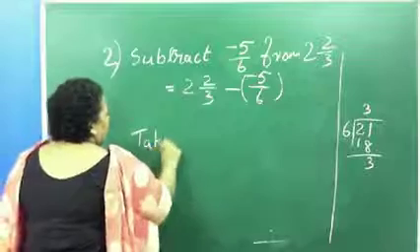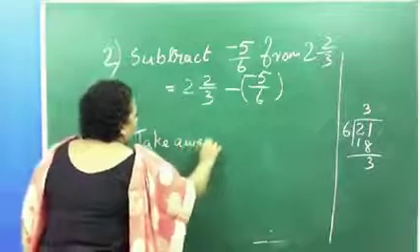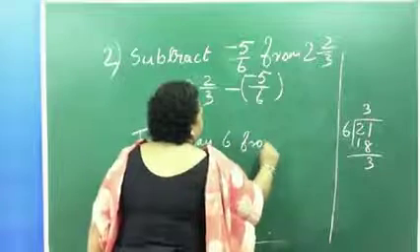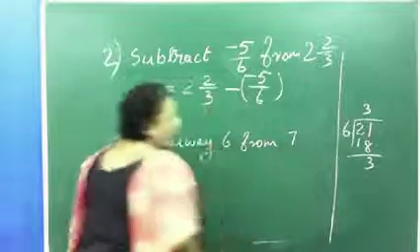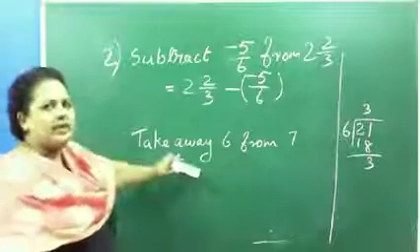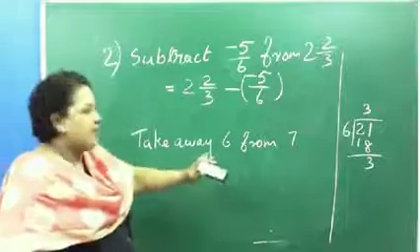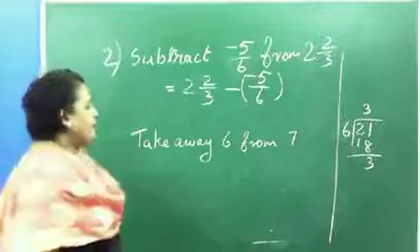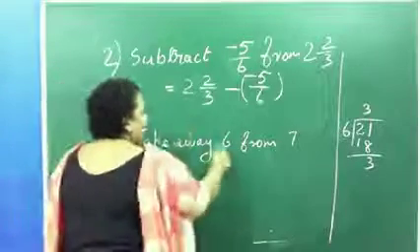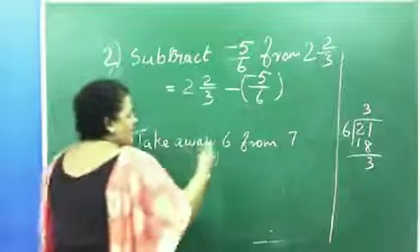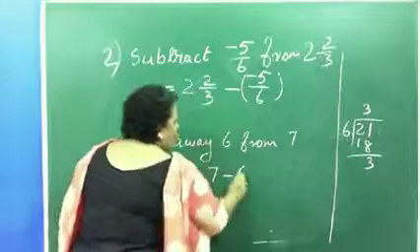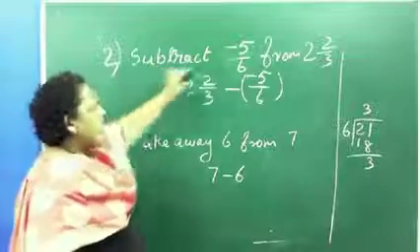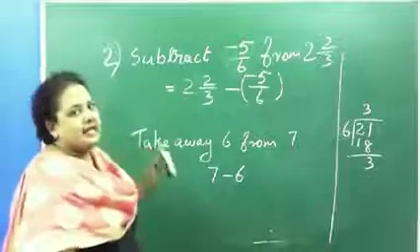These things you have studied already. Take away 6 from 7, what will you do? No need to write this, as an example I am telling it to you. Take away 6 from 7, how will you write it? You have to take 6 from 7, so that is 7 minus 6. This is the way you have to write it. You should be thorough with these types of word problems. You can understand and write it.